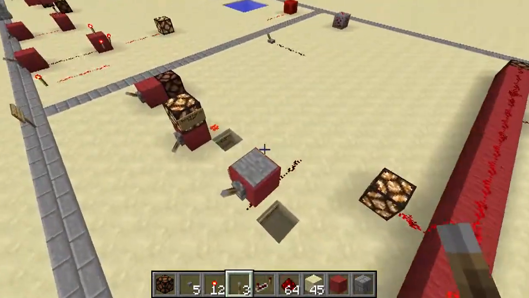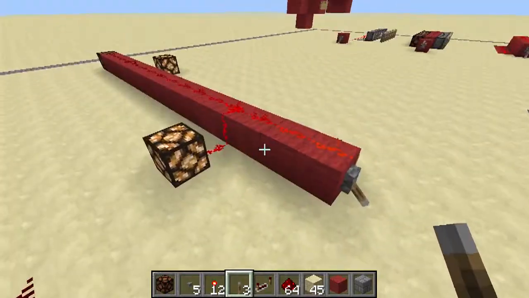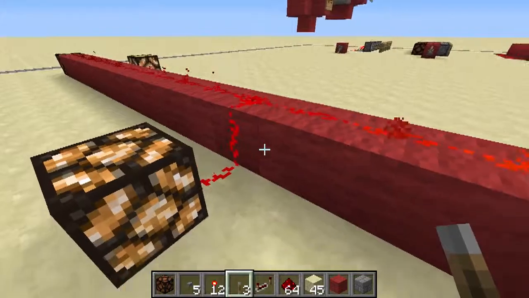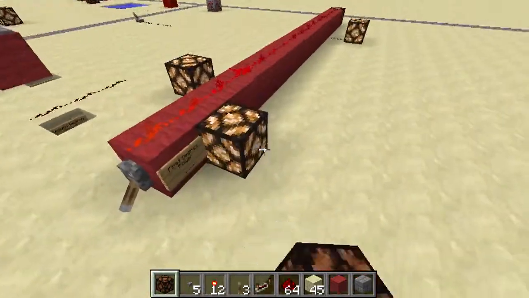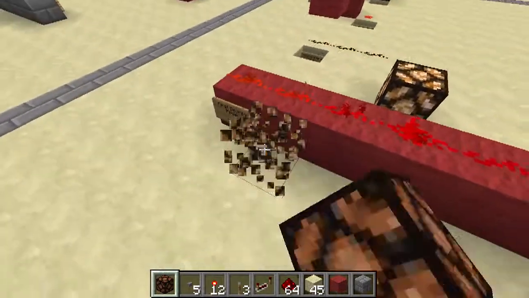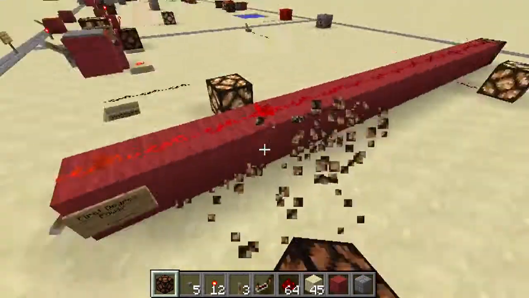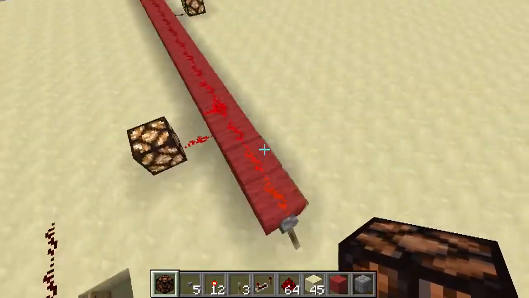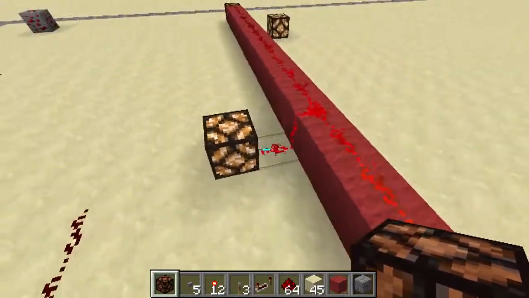And as I said earlier, in this concept of first degree power and second degree power, Redstone Dust will always power the block below it. So anything on here will receive second degree power. So all of these blocks right here are receiving first degree power. So anything underneath the redstone is receiving first degree power.